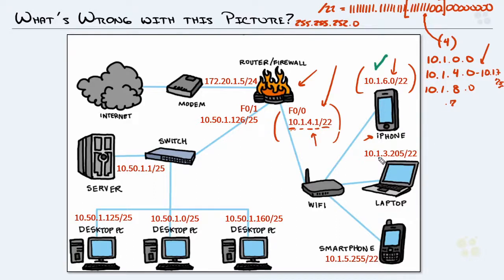Okay, well, let's look at the laptop. 10.1.3.205. Seems that's a problem. Why is that a problem? Well, look at it. The router's in this subnet, 10.1.4.0 through 10.1.7.255, what subnet is that guy in? He's in the one above. Is his address valid? Absolutely his address is valid. It works just fine, but it's in the wrong subnet. We'll call that subnet 1. This is subnet 2. And remember, the whole purpose of a router is to move you between subnets.